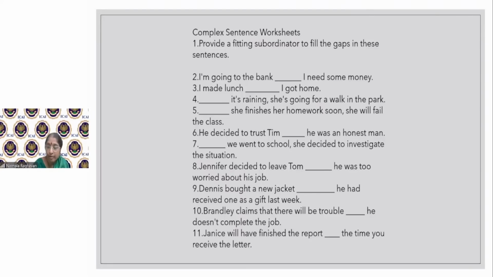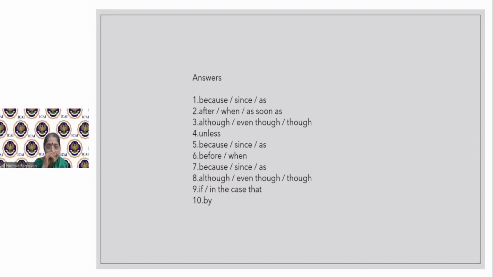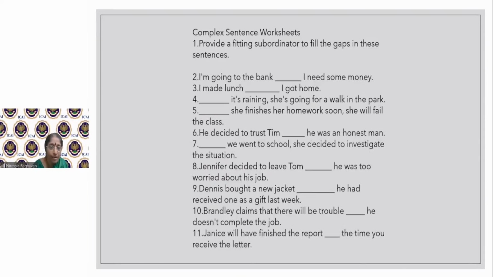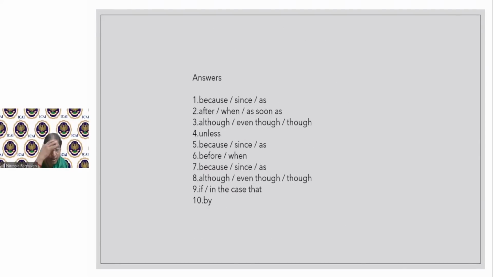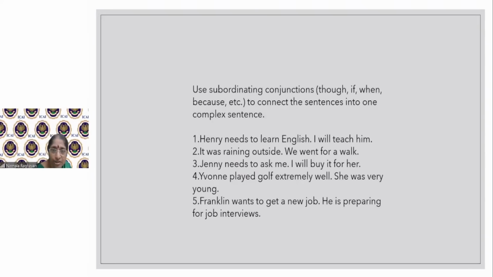Okay, so now let me move on to the next one. The answers are here for this. I never asked you to write, so I'll just show you the answers. But we'll move on to the next one. Use subordinating conjunctions. So this will help you understand. Repeat phrase once again. A phrase is a group of words that gives you some meaning. It cannot give you complete meaning.